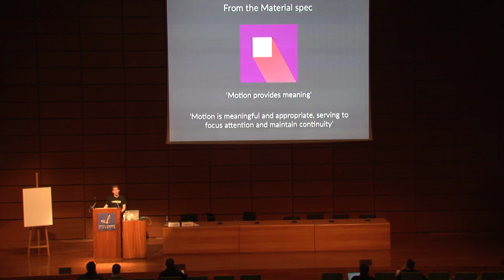However, if we look at the Material spec, one very important aspect is that motion is providing a meaning. For example, if you have a mail application and you delete a mail, you make it swipe and the rest of the list moves up. It's a very tactile experience, and since we are using our finger on the screen, it's something that is very natural. However, if the whole experience is janky, it is not at all natural.